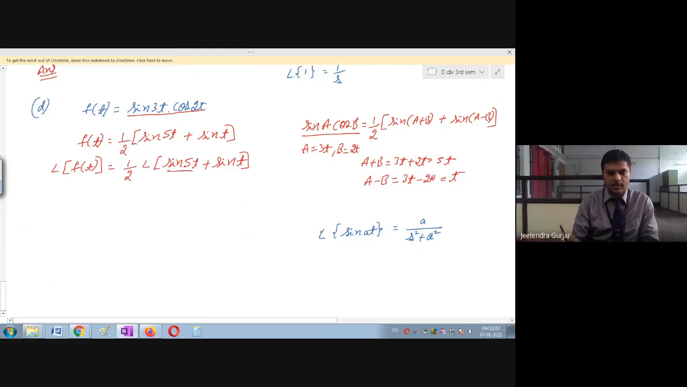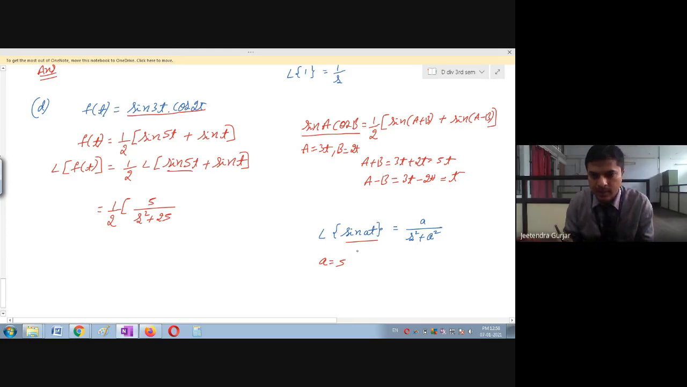Compare this and this. You can easily see a is equal to 5. Very simple, a is equal to 5. So this is going to become 5 divided by s square plus 5 square. 5 square is 25. Is it clear? Compare this equation and this equation from sine 5t. This is sine 5t, so a you can easily see is 5. So a is equal to 5 means 5 divided by s square plus 5 square, 5 square is 25, plus.